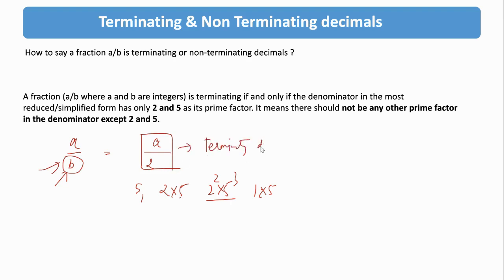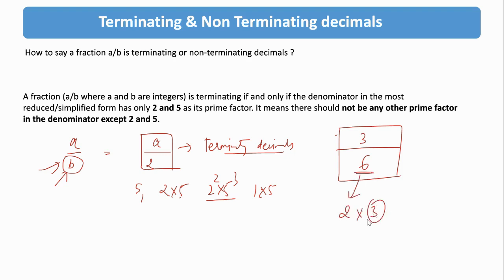Now, what if this is having any other prime factor except 2 and 5? For example, let us say 6. Can you say this will be non-terminating? No. If we have any other prime factor except 2 and 5, then we have to check what is the numerator. For example, 3 by 6. The denominator is having 2 and 3 as prime factors, but the numerator is also having 3, so we can cancel this out. After simplification, it is 1 by 2. After that, we have to again check, yes, this is having only 2 as a prime factor, so this will be a terminating decimal.